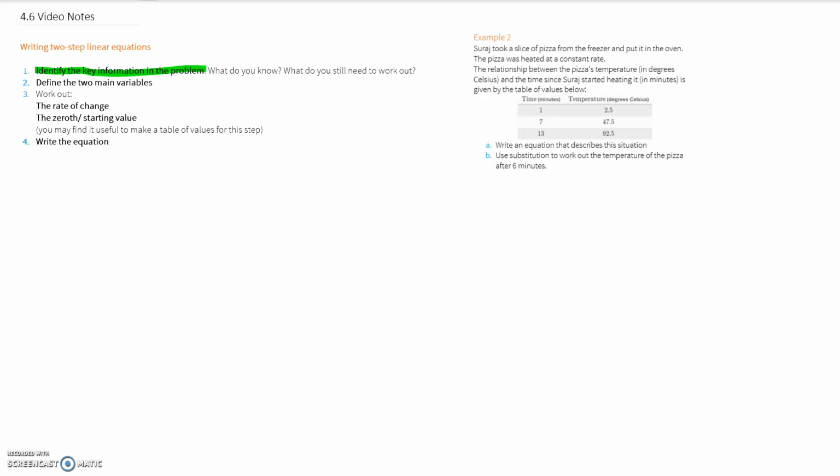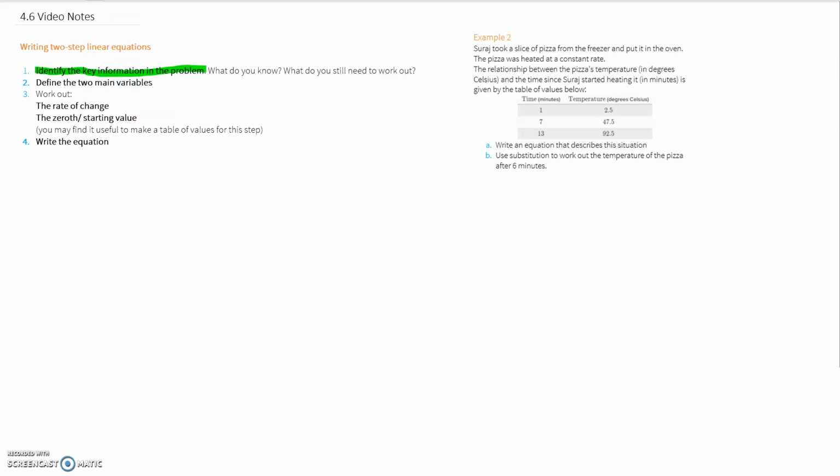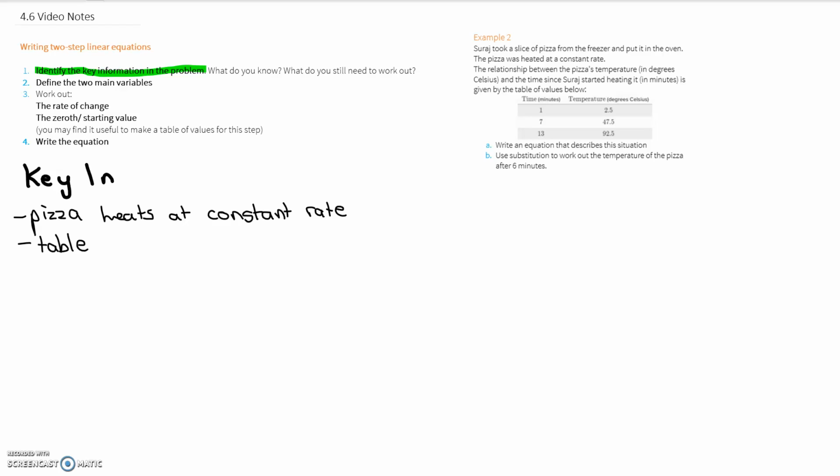Identify the key information. Well, it's kind of given to us in the table, but we know that the pizza heats up at a constant rate. And we also have that table. I'm not going to write the full table out again, but you can read it. So that's our key information. Cool. Let's move on to defining our variables.